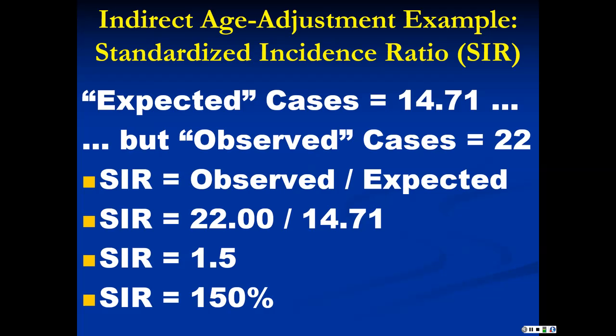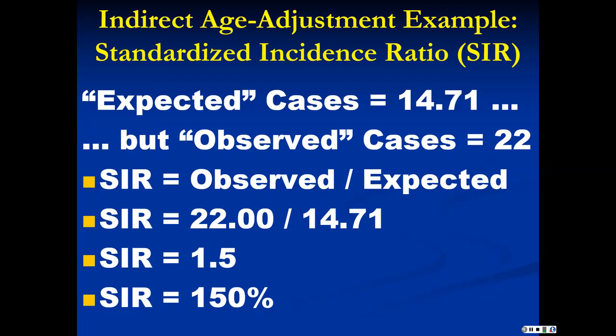So you may be wondering what a SIR is. It's a standardized incidence ratio. I calculated a standardized incidence ratio by dividing the observed 22 cases by the expected number of 14.7 cases, and it works out to just about exactly 1.5 for the standardized incidence ratio.